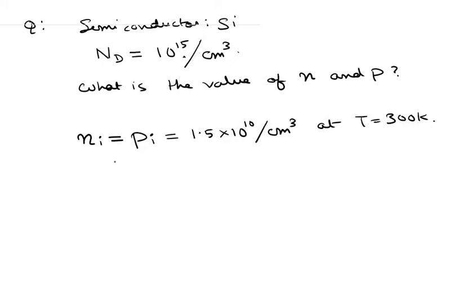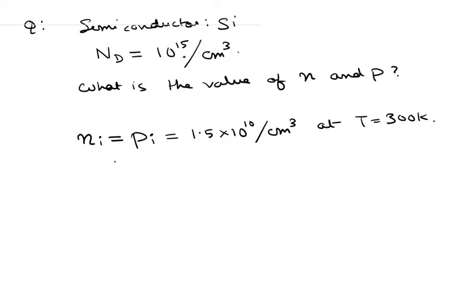For example, we also discussed that at T = 0 Kelvin, the valence band is completely filled and the conduction band is completely empty, and the semiconductor would behave as an insulator. So at T = 0 Kelvin, the intrinsic carrier concentration is basically 0. At T = 300 Kelvin, it is 1.5 × 10^10 per cm³. If you now go to T = 600 Kelvin, you will get a different intrinsic carrier concentration. So basically like that.